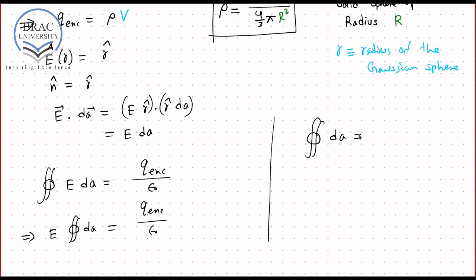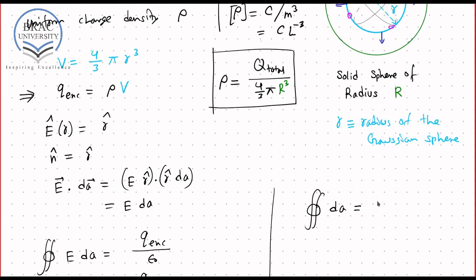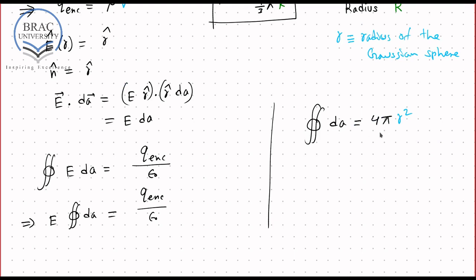Well, integration is basically summation, and dA is the area of any small patch on this Gaussian surface. If you sum up all the small patches, you get the total area of the Gaussian surface, and the total area is the area of a sphere, which is 4 pi r squared, where r is the radius of the Gaussian sphere. So that's your integration area. I can denote it by big A. So here I have E A equals Q enclosed divided by epsilon.